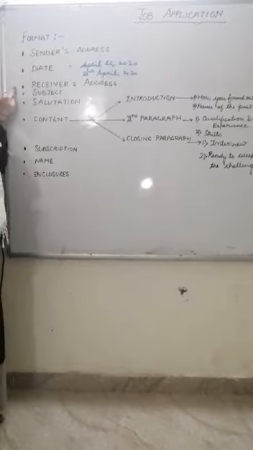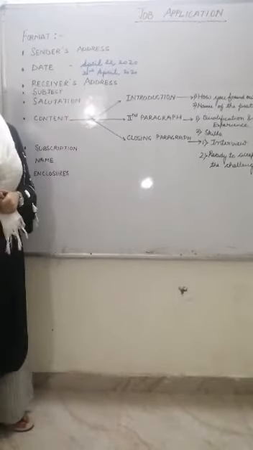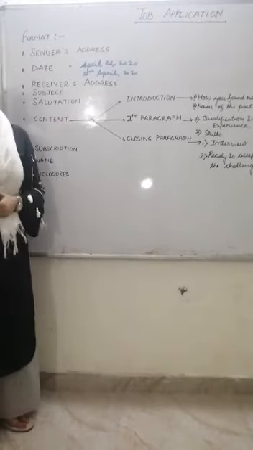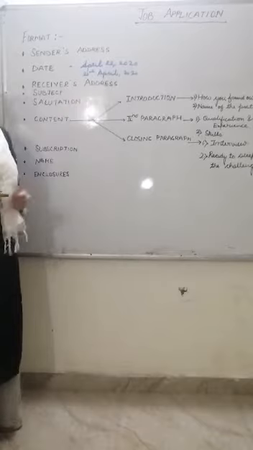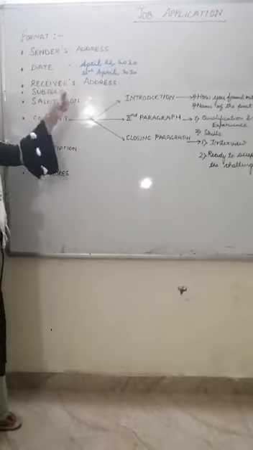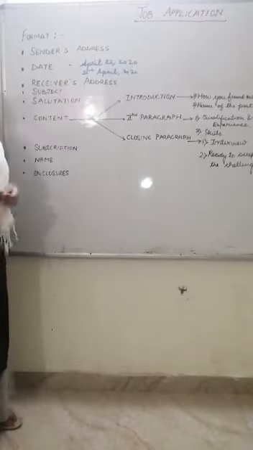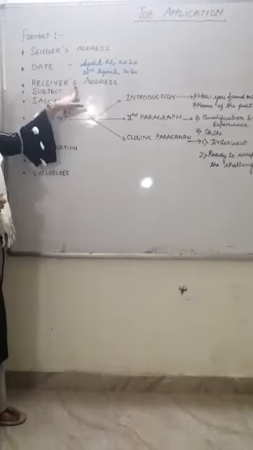Third is your receiver's address. This receiver's address is incomplete without the designation. For example, if I am applying for the post of an English teacher, I'll mention the Principal, Dr. M.K.K.R.A. Model School, Panipat. Without the principal, this part will be considered incomplete. So it's very important to mention the designation here.